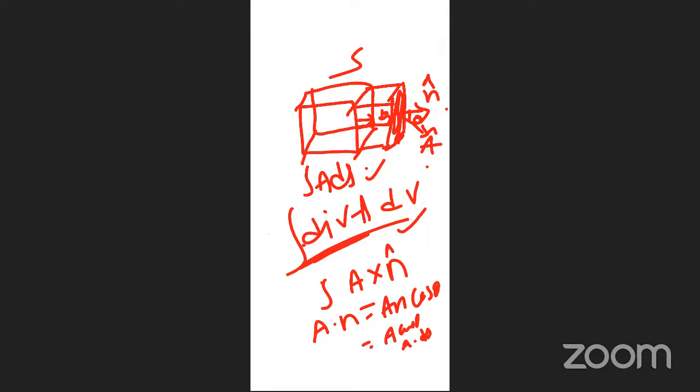Both equations represent the entire flux coming out from the surface, with respect to the volume and the surface area. The integral of A dot dS is equal to the integral of the divergence of A dV. This is the Gauss divergence theorem. So the proof of the Gauss divergence theorem: the surface integral of A dot dS is equal to the volume integral of del dot A into dV. That is the Gauss divergence theorem.